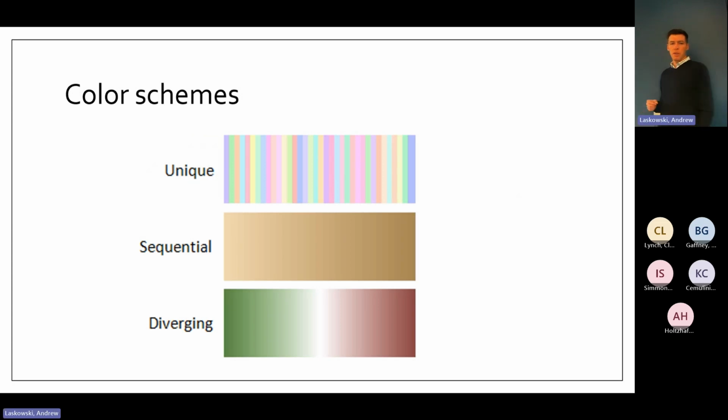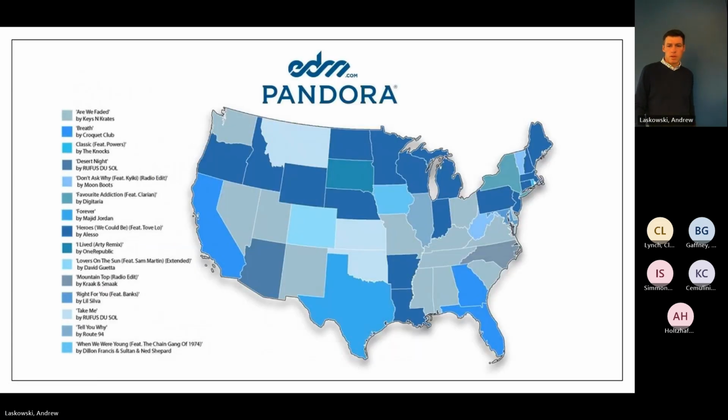We already sort of talked about this, right? But just keep track of these terms: unique, sequential, and diverging. They are useful for different data sets, right? Depending on the nature of your data, you will use different color choices. Here's an example of a choropleth map from quite a few years ago. So who can tell me, what's one thing you like about this map?